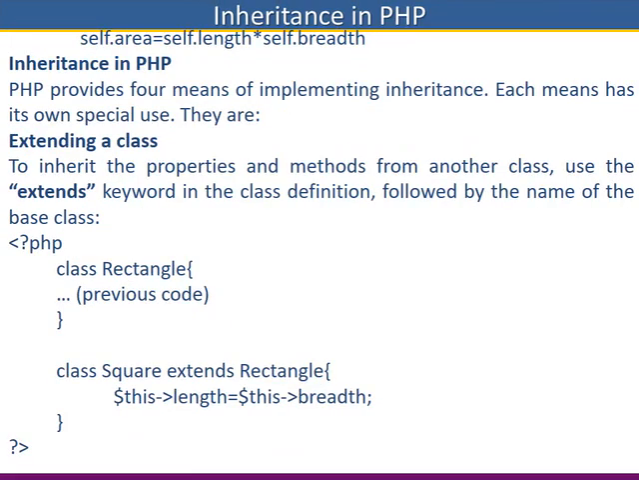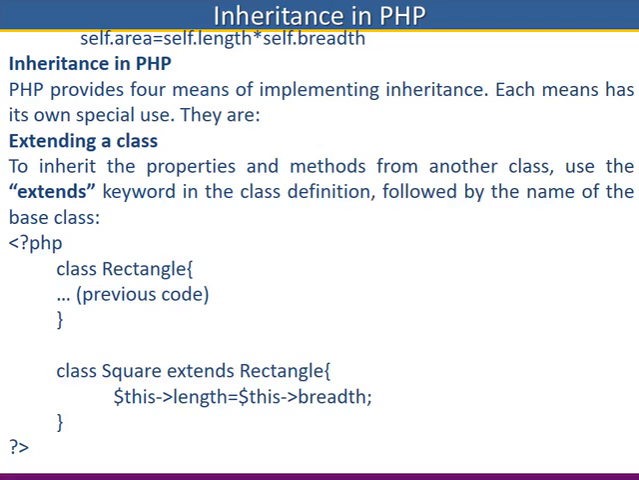So we'll be going to inheritance in PHP. Inheritance in PHP provides 4 means of implementing inheritance. Inheritance in Python provides 2 means of implementing inheritance, which are inheriting a class and importing and inheriting abstract classes. PHP provides 4 means of implementing inheritance. So we'll be looking at them as well.